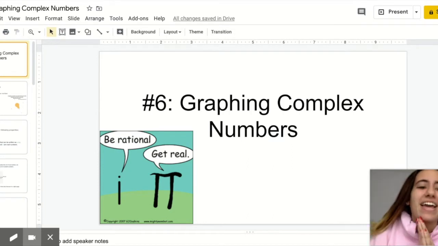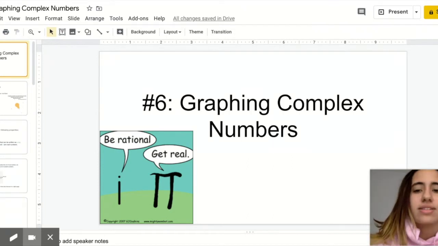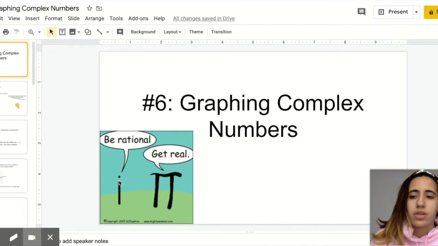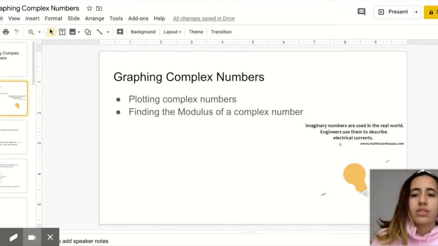All right. Hey, guys. Welcome to lesson 6, graphing complex numbers. So this goes along with your Delta Math problem number 6. So we are slowly moving into complex numbers. There are two sections in this complex numbers Delta Math. One is called plotting complex numbers, and two is finding the modulus of a complex number.